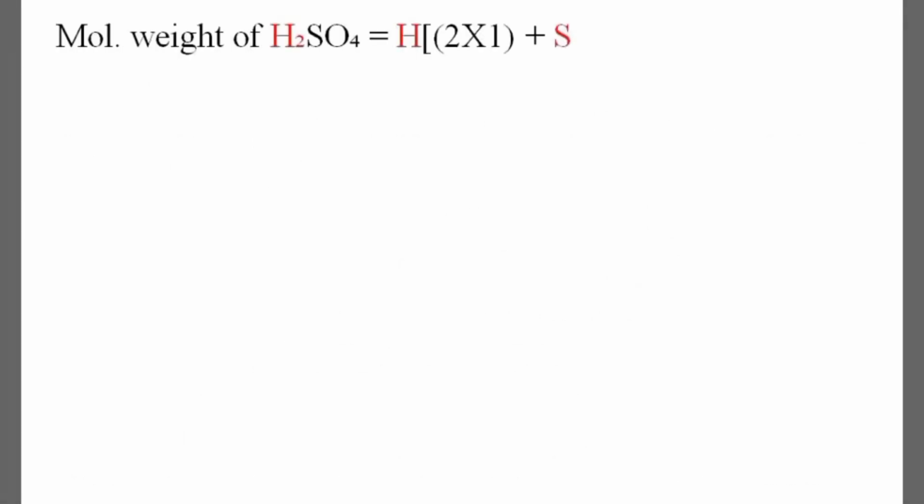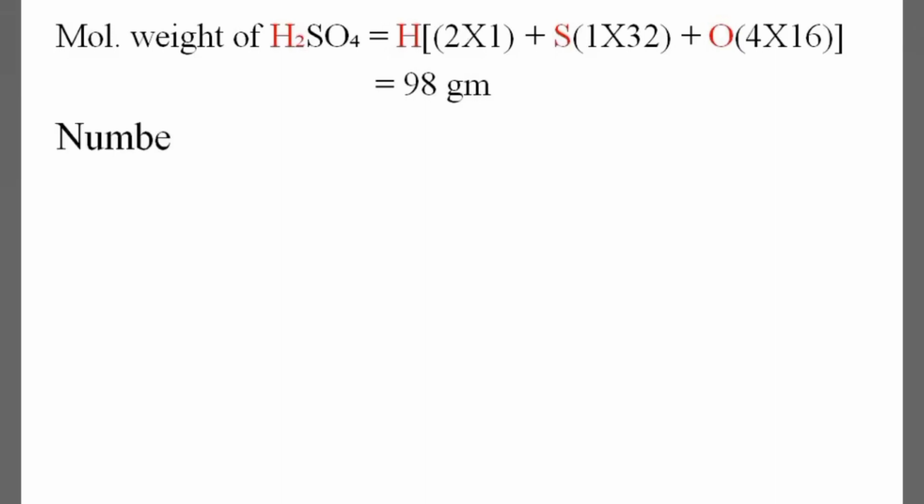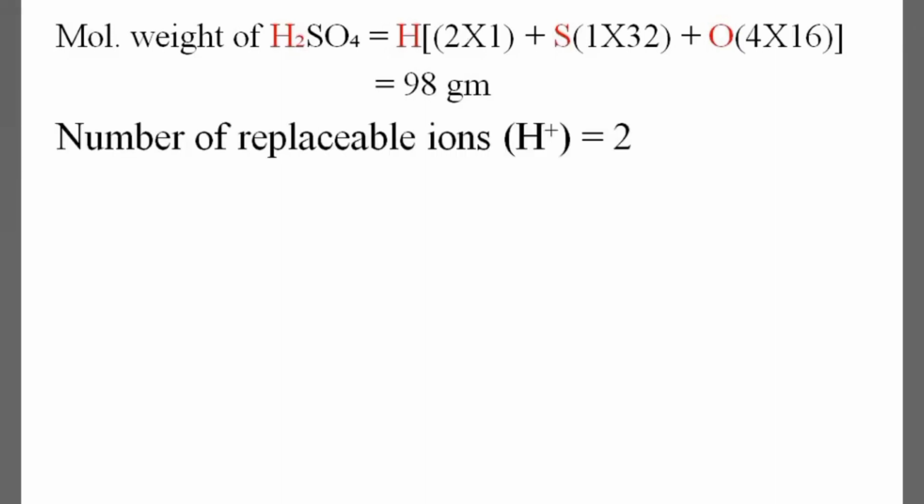Now, the molecular weight of H2SO4, we already know it is 98, but how to calculate it? Simply by adding the individual atoms' molecular masses. Here we are using the simple formula to add up all the masses and we get the value of 98 grams. For a normal solution, we need the number of replaceable ions, meaning H plus ions in case of acids. Here it is 2. You can see in H2SO4, I have highlighted the H in red because it has a value of 2. There are 2 H plus ions which are replaceable in H2SO4.